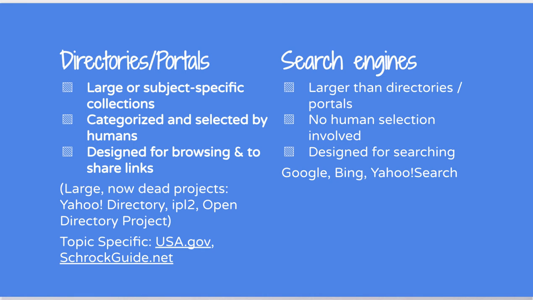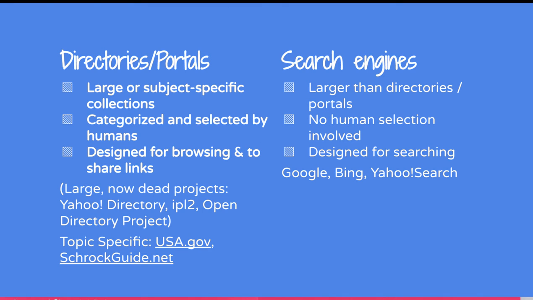The thing about directories and portals is they're organized and selected by human beings. It's a lot of work. They are more designed for browsing than for searching, and they really are created to share links with people, the best of. So what we've seen over the course of years is that a lot of the huge directory projects have disappeared. Yahoo Directory has died while Yahoo still lives. And a number of them, like the Internet Public Library, were around and going strong for a lot of years, but then I think the effort was just too great to sustain. We still have USA.gov, which is just relaunched in beta.